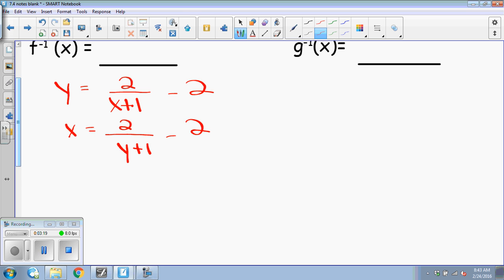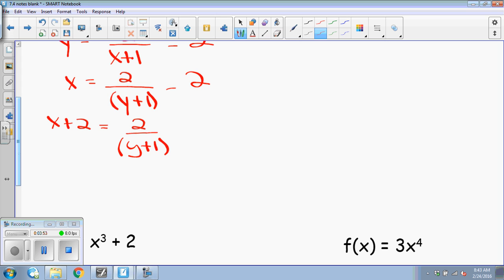So the first thing I need to remember is that this is together, right? Okay, so I need to get this y out of that denominator. Any suggestions? Times x by 2? I can't, no. First thing, this is minus 2, right? Okay, I need to add 2 to both sides so that I get this fraction by itself. So that's going to be x plus 2 equals 2 over y plus 1.